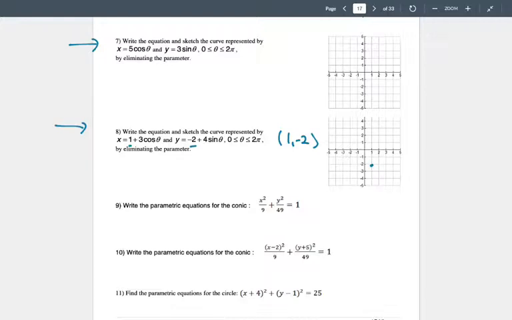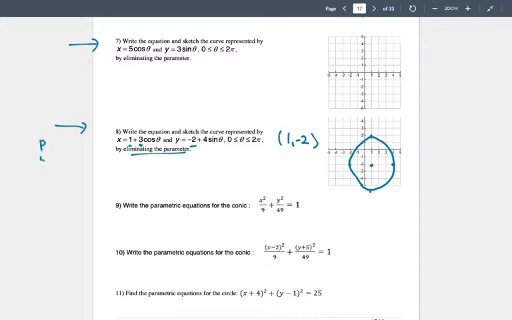Horizontally, I'm going to go over 3 based on that number there. So 1, 2, 3 on either side. Vertically, I'm going to go up 4 and then down 4. So this is going to be our ellipse right here. Now I'm going to show you parametrically, or eliminate the parameter and make it a rectangular equation.